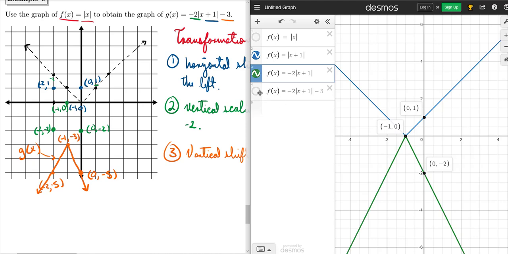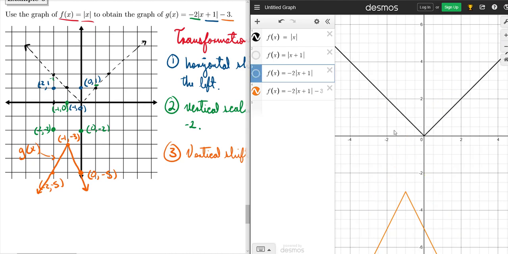And now the last step on the final change was the shift by 3 units down, and there we go. I'll get rid of the other ones and put back the original. So this is what we ended up seeing here. We got our point right here at negative 1 comma negative 3, at 0 comma negative 5, and at negative 2 comma negative 5.